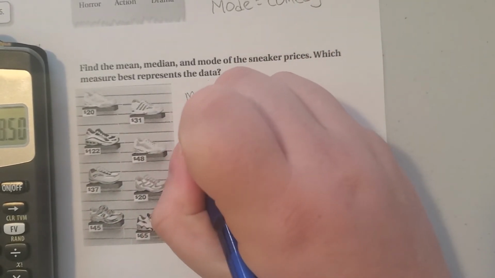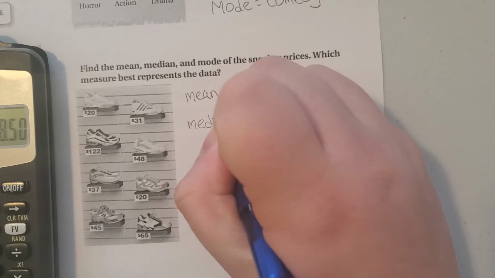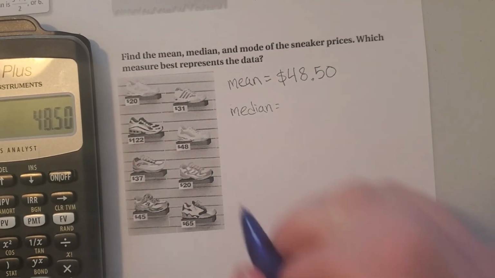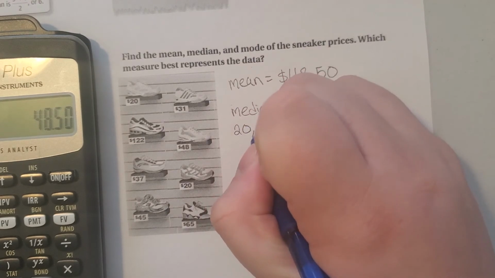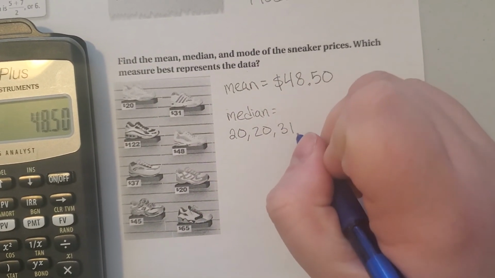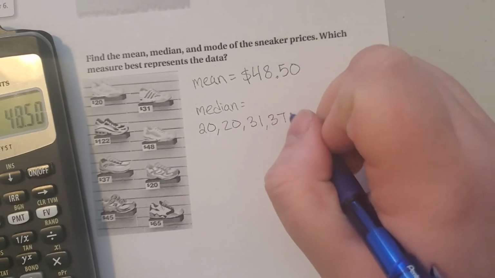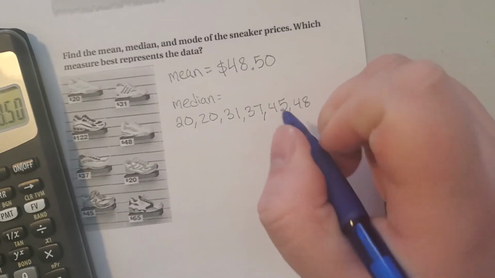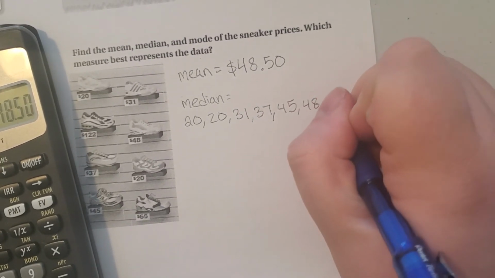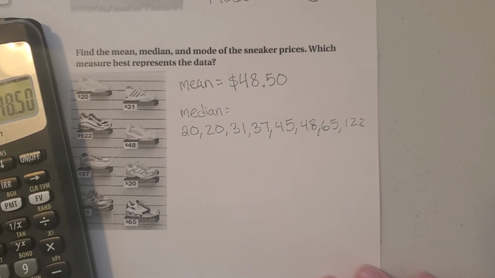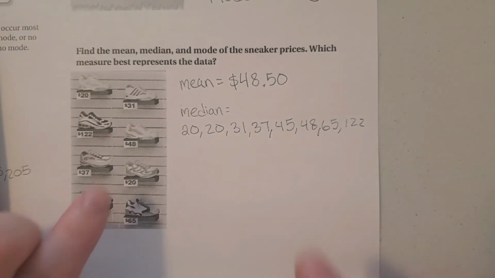All right. Median. So I will have to organize the data from least to greatest. So I have 20, 20, 31, 37, 45, 48, 65, and 122.